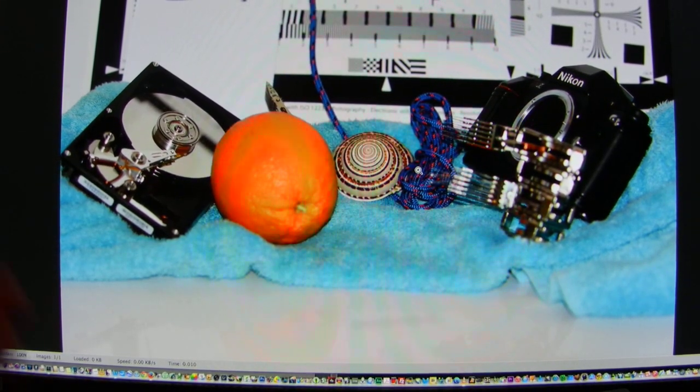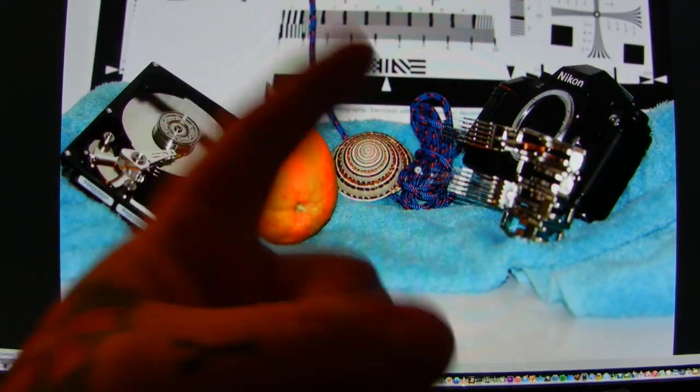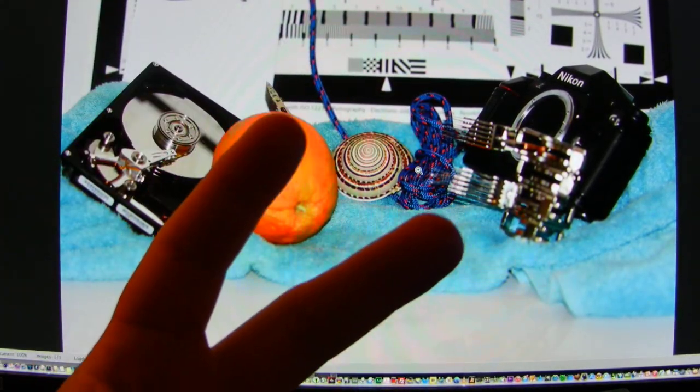So, I'm here to save you money. We're talking about $1,300 versus $130.